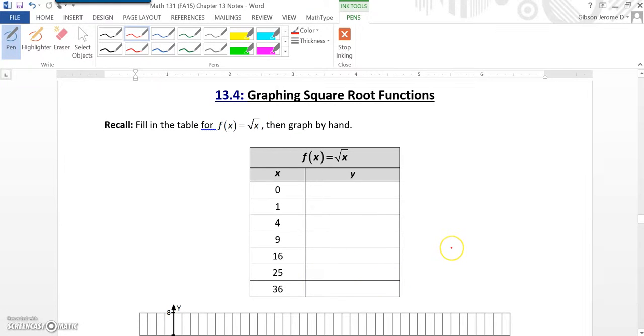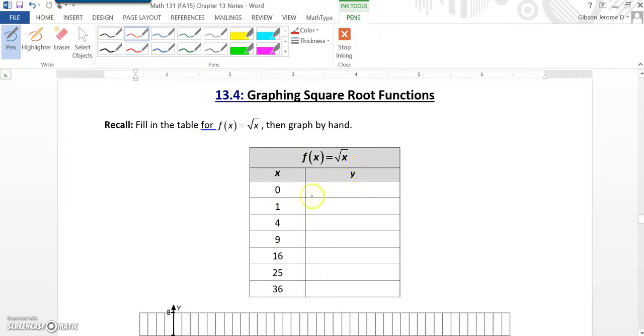Hello class, we're about to start section 13.4, graphing square root functions. Now it says recall, fill in the table for f of x equals the square root of x, then graph by hand. So if you look here, we have this table, f of x equals the square root of x, and we have values for x.